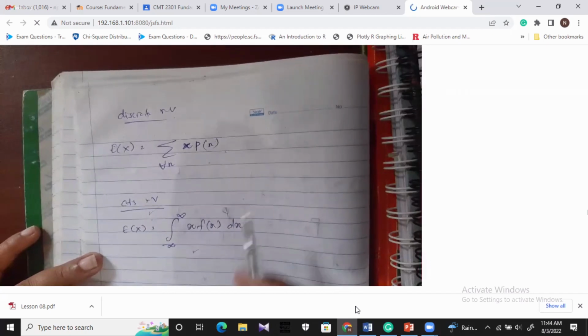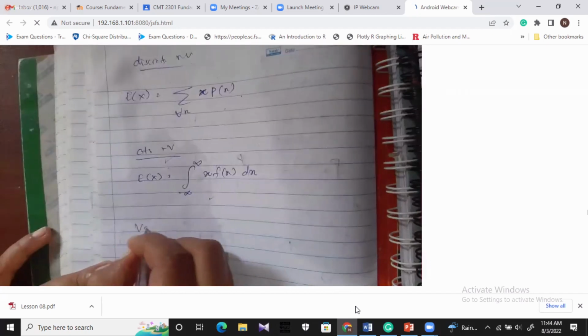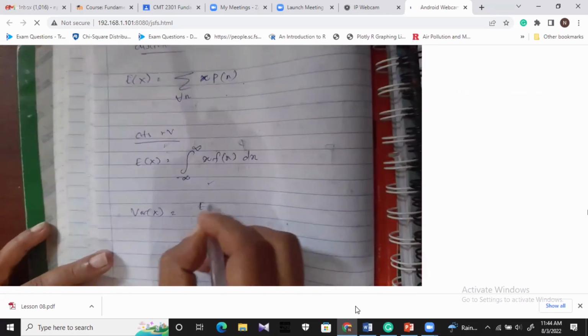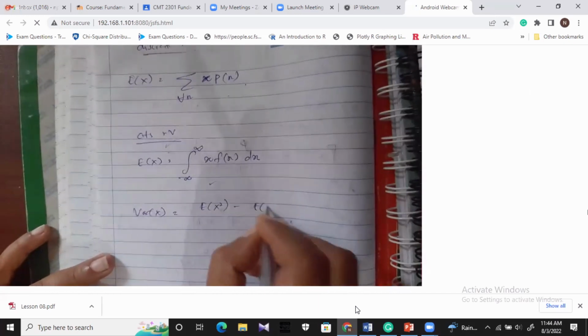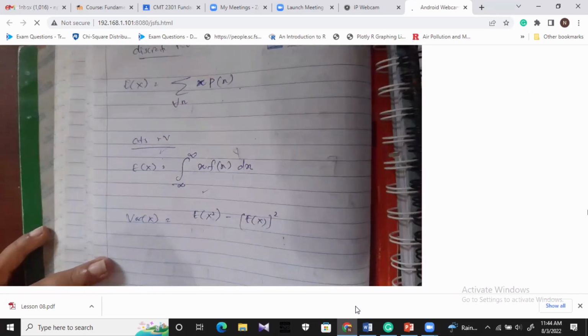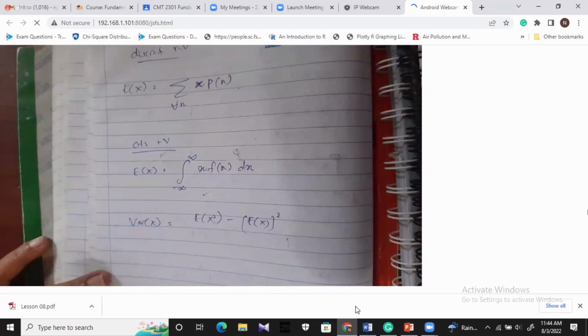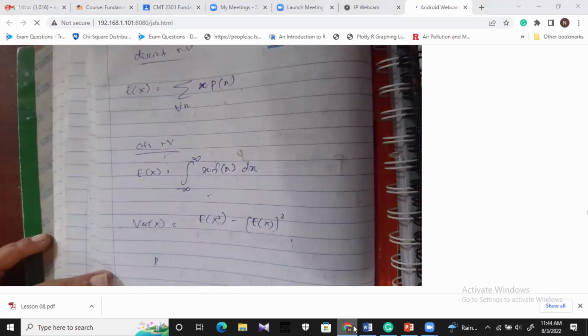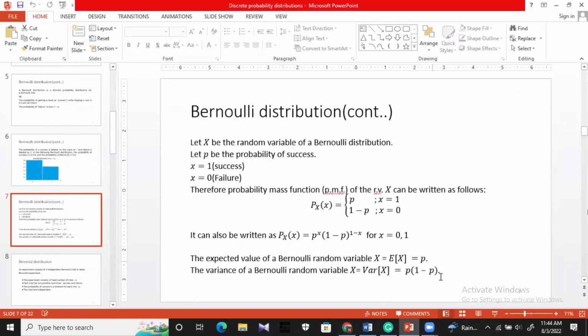And the variance of x is equal to the expected value of x squared minus the expected value of x, whole thing squared. So can you show that the expected value of a Bernoulli random variable is P and the variance is P times 1 minus P? You have to show these two things. Can you show that? Okay, I will give you the first step.